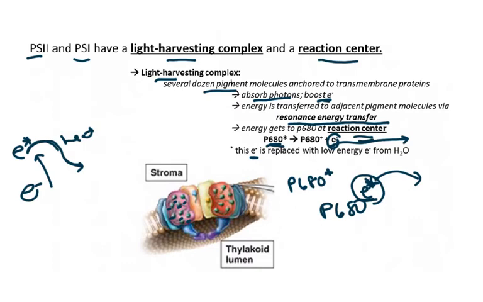How do we replace this electron? Well, P680 is going to steal an electron from a water molecule. And it's just a normal, boring, low-energy electron.